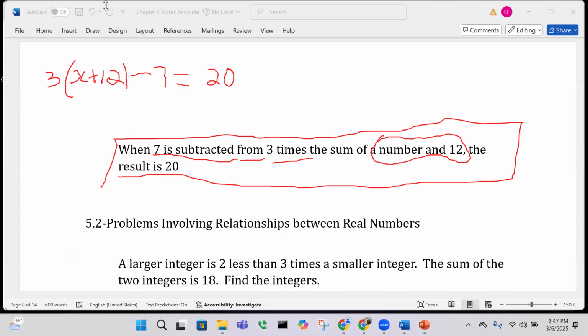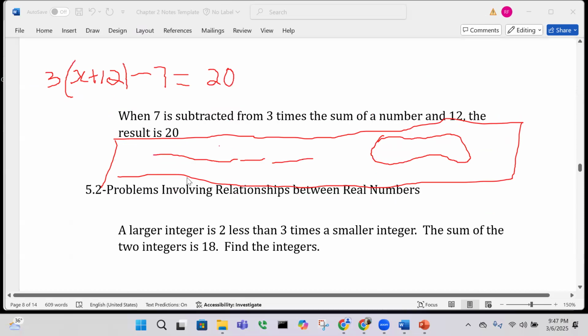x is minus 3. Let's test it. Minus 3 plus 12 is 9. 3 times 9 is 27. 27 minus 7 is 20. All right.